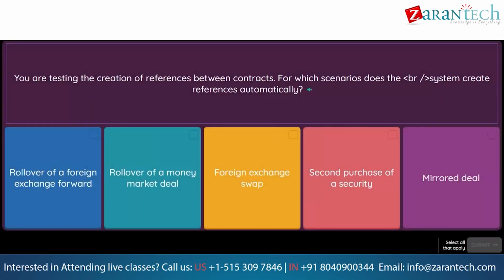Question: you are testing the creation of references between contracts. For which scenarios does the system create references automatically? Option 1, rollover of a foreign exchange forward. Option 2, rollover of a money market deal. Option 3, foreign exchange swap. Option 4, second purchase of a security. Option 5, mirrored deal.